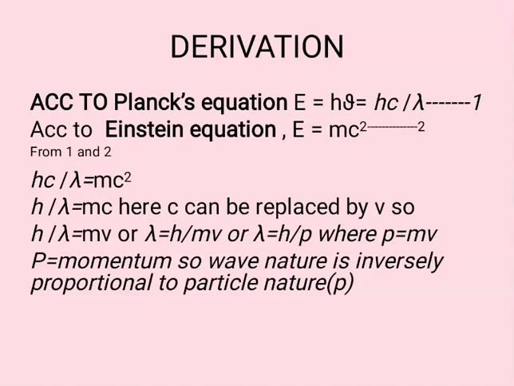We know that mass into velocity is called momentum. So lambda is inversely proportional to momentum. So momentum mv is inversely proportional to wavelength lambda.